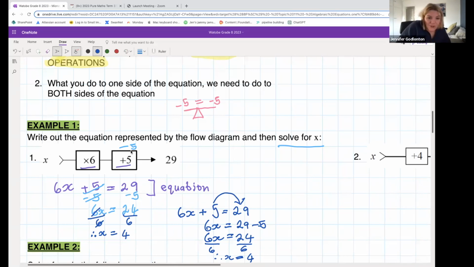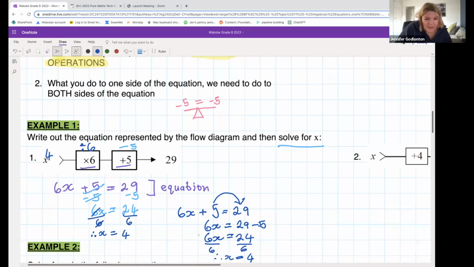For those of you who are feeling a little bit lost, this flow diagram is helping us write out the equation. And then to work it out, we just work backwards. So here we would say 29 minus 5, and that would give us 24. Then we divide by 6 because we always do the inverse. So 24 divided by 6 gives us our answer, 4.